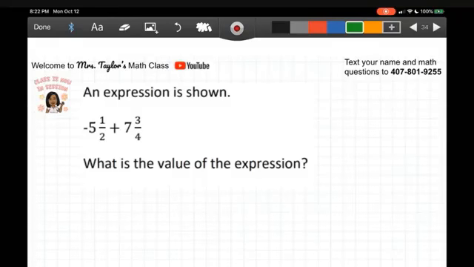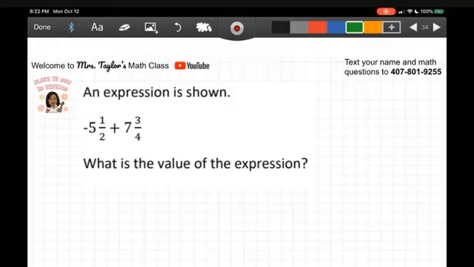Okay. So it says here, an expression is shown, negative 5 1/2 plus 7 3/4. What is the value of the expression? So for this problem, there are just 2 things you have to know. You have to know how to handle mixed numbers when you're adding or subtracting them, and then you also have to handle integers. Okay? I'm going to actually rewrite this question.